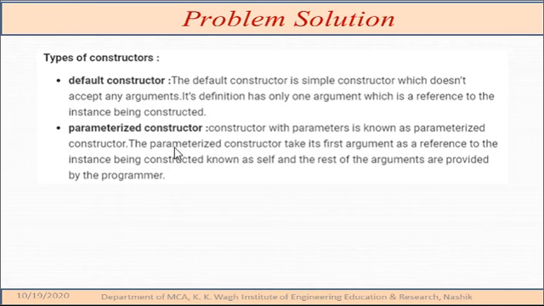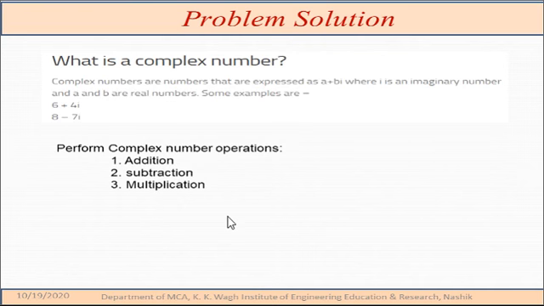Whereas a parametric constructor, when you want to pass parameters to the constructor, is known as the parametric constructor. The parametric constructor takes the first argument as a reference to the instance being constructed, which is always known as self, and the rest of the arguments are provided by the programmer, depending on what the programmer wants to take as arguments.